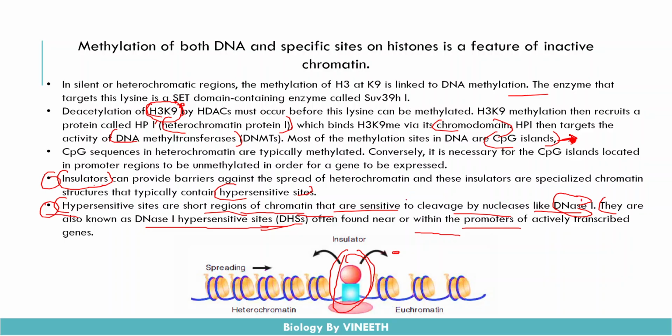So we require methyl transferase proteins which contain the chromodomain, such as the HP1 protein, and also a lot of DNA methyl transferases, and also the SET domain containing enzyme, which is also called SUV39H1. This type of proteins or enzymes make the chromatin stay in the heterochromatin state only. So this is about the heterochromatin.